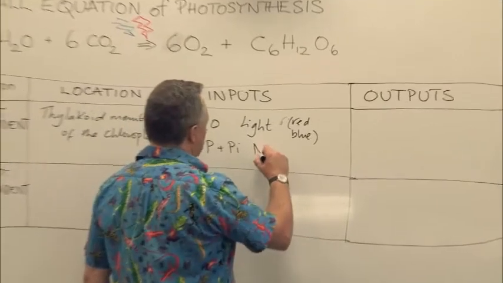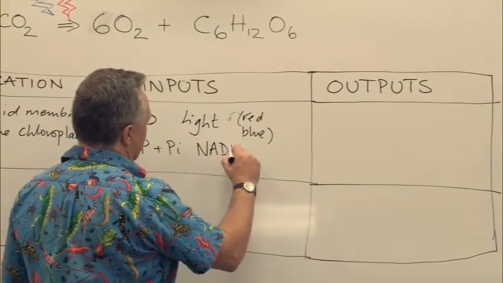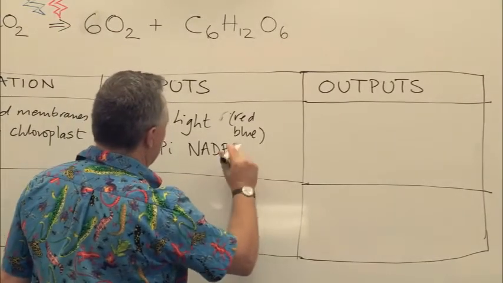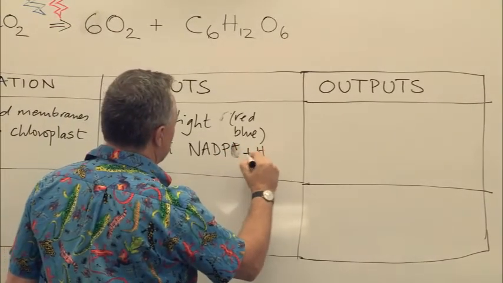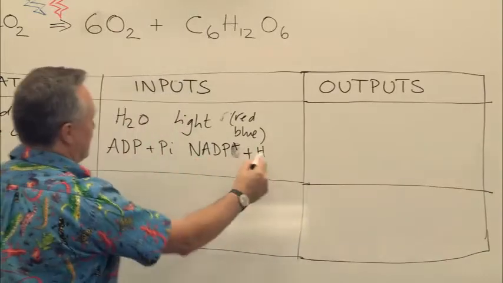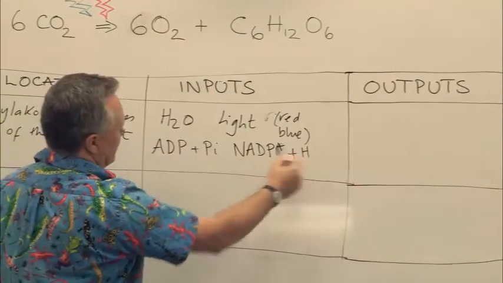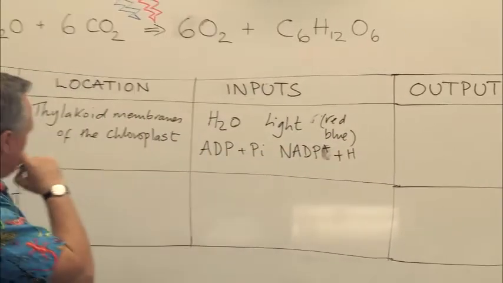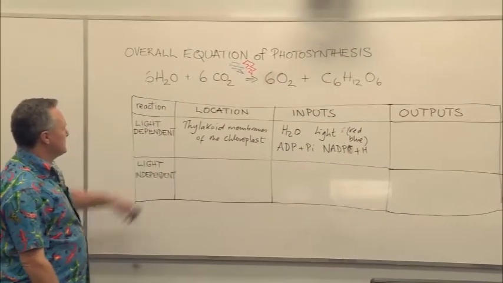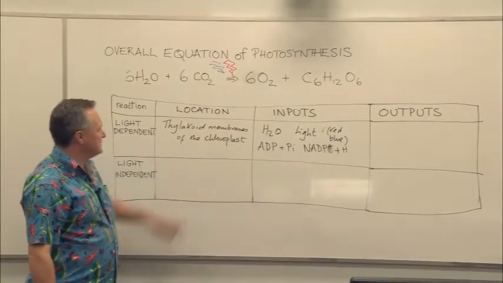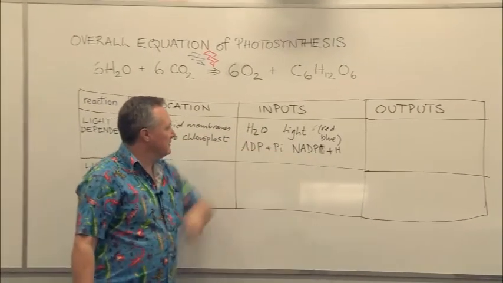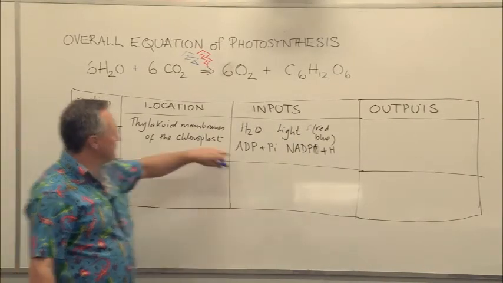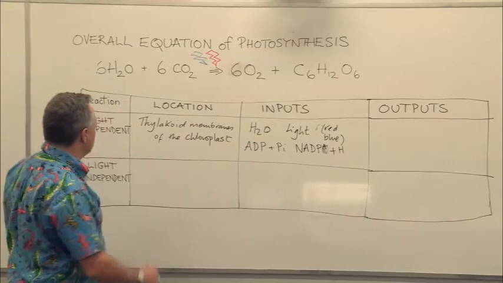And the other input is nicotinamide adenine dinucleotide phosphate, NADP plus, in this case, plus a hydrogen. So what happens is that in the reactions of the light, these two guys will get charged up, as we'll see. Okay, so inputs are water, light, ADP plus its phosphorus, and NADP plus a hydrogen, okay? And these are going to be temporary chemical energy stores.